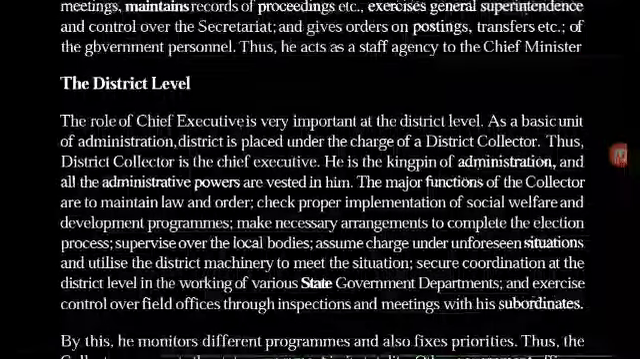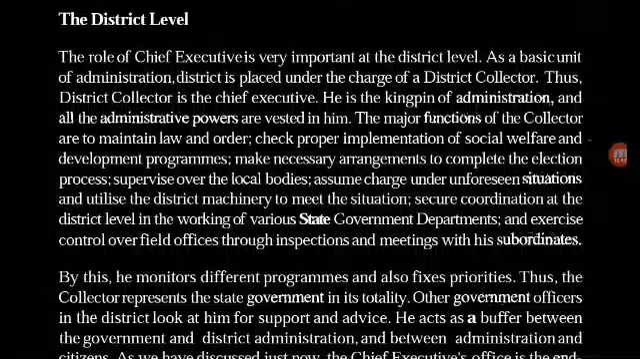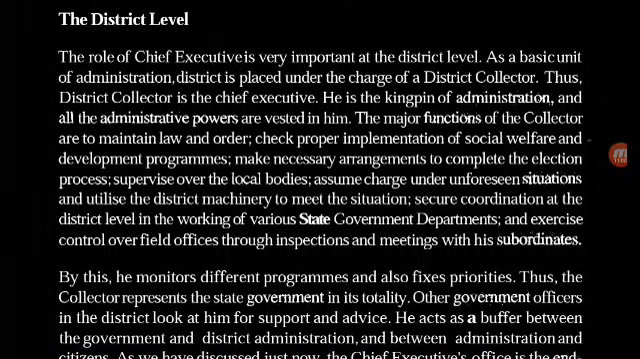District level. The role of Chief Executive is very important at the district level. As a basic unit of administration, the district is placed under the charge of the District Collector. Thus, the District Collector is the Chief Executive. He is the kingpin of administration, and all the administrative powers are vested in him.